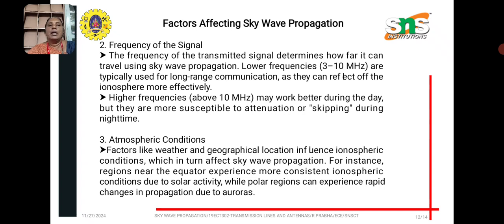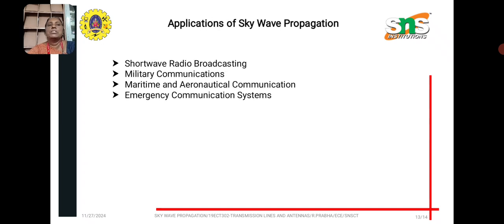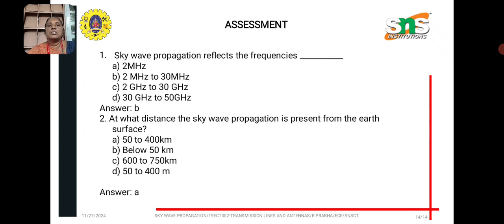And atmospheric conditions make another impact, where weather and geographical location influence ionospheric conditions, which in turn affect skywave propagation. And applications of skywave propagation: they are very useful in shortwave radio broadcasting, military communications, maritime and aeronautical communication, and emergency communication systems.